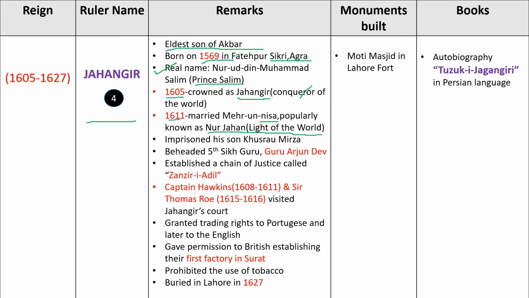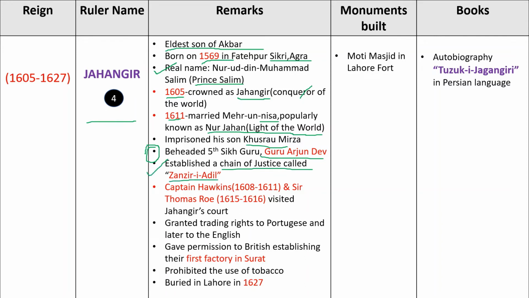He imprisoned his son Khusro Mirza and beheaded, that is killed, the 5th Sikh Guru, Guru Arjan Dev. This is an important point to note, a very important question. He established a chain of justice called Zanjir-e-Adil. This is also an important point to note.